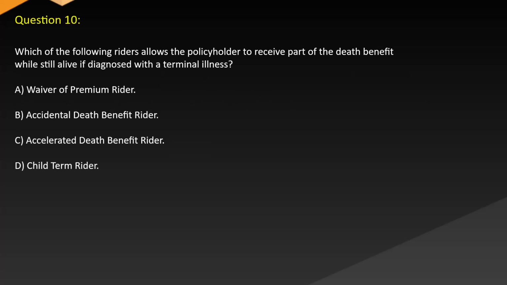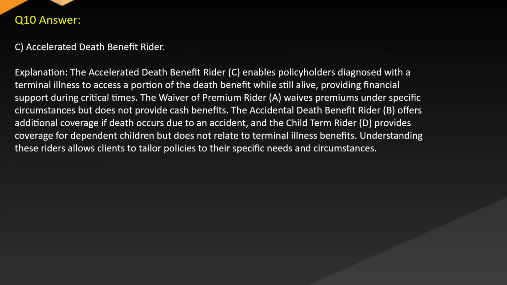Question 10. Which of the following riders allows the policyholder to receive part of the death benefit while still alive if diagnosed with a terminal illness? A. Waiver of premium rider. B. Accidental death benefit rider. C. Accelerated death benefit rider. D. Child term rider. Answer: C. Accelerated Death Benefit Rider.